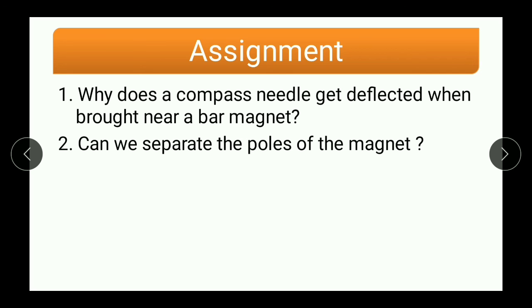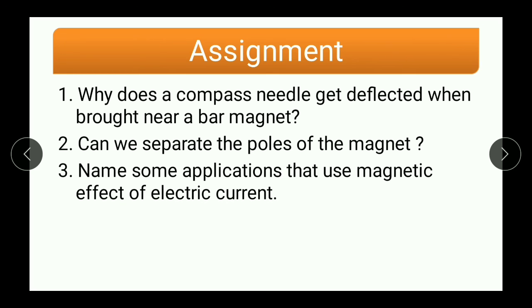Now students, the answer to question number 2 you might not find in this presentation. In fact, I have not asked it from the presentation, but I want to check your understanding. So you have to simply say yes or no. Can we separate the poles of the magnet? Okay, you don't have to give any reason. If you know, well, it is good, you can give it, but it is not compulsory.